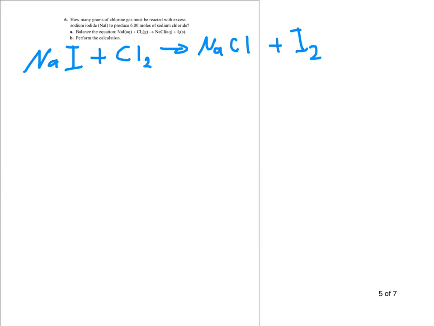I's are not balanced, so to balance the I's, I'll put a 2 here. Now that changes the Nas. I got 2 on one side, only 1 on the other, so we'll put a 2 in front of it: 2 NaCl. Cl's are balanced also. So 2's are balanced.